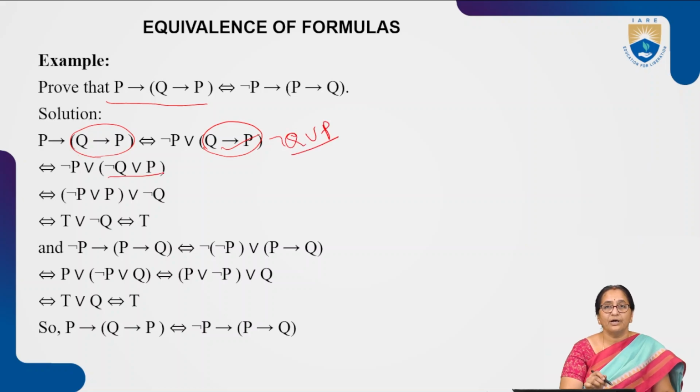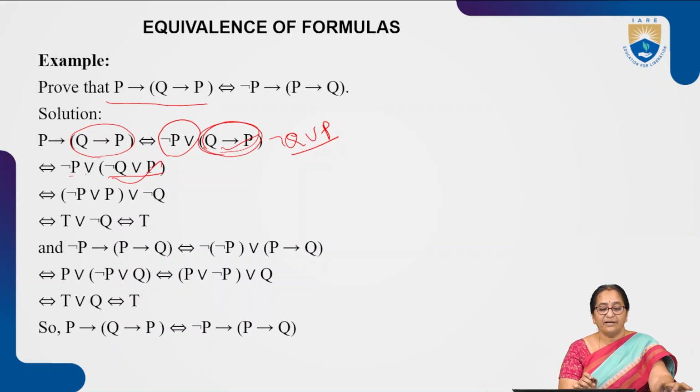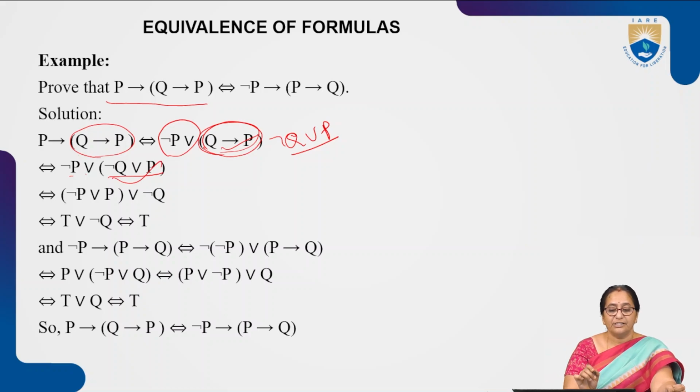Yes, negation of Q R P. Here we are having negation of P R, and this is the negation of Q R P. From this, I am using the distributive property, equivalence formulas. Negation of P R P, we are combining these two: negation of P R P or negation Q.